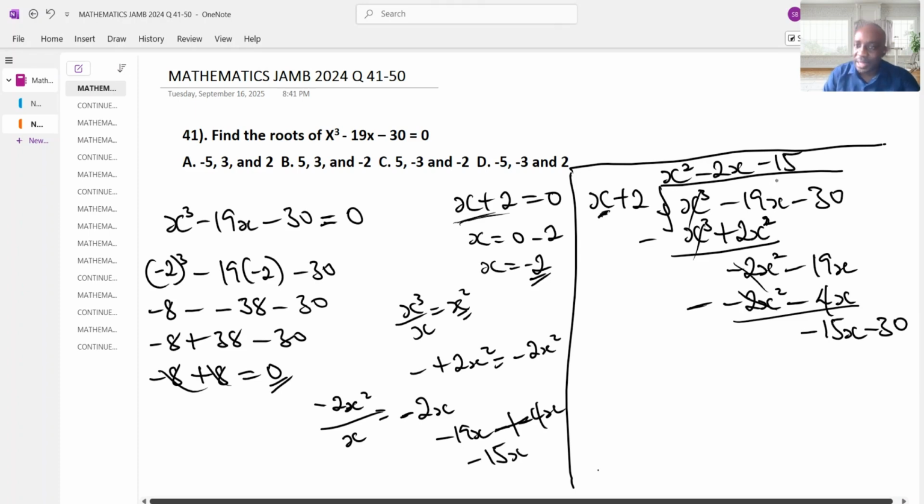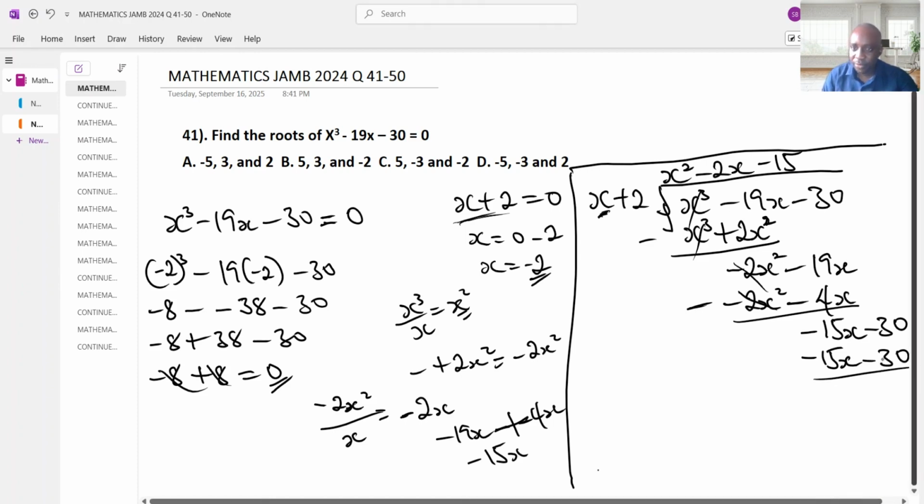Therefore, we are going to use the minus 15 to multiply the x. Minus 15 times x is going to give me minus 15x. Minus 15 times plus 2. Minus times plus is going to give me minus, isn't it? 15 times 2 is going to give me 30. Therefore, we are going to do what? We subtract it. Minus, this one cancels out, this one cancels out. Therefore, our final equation that we have here is this.